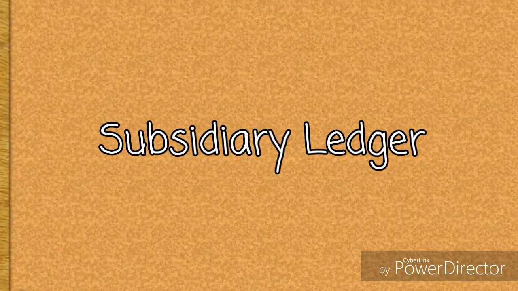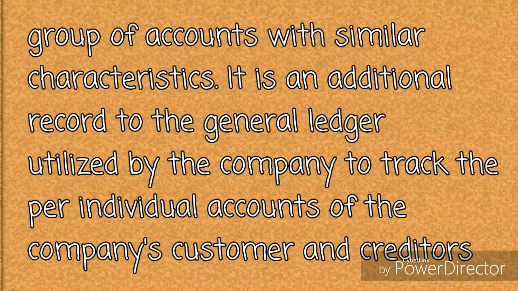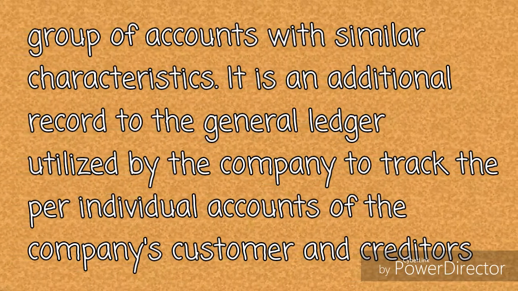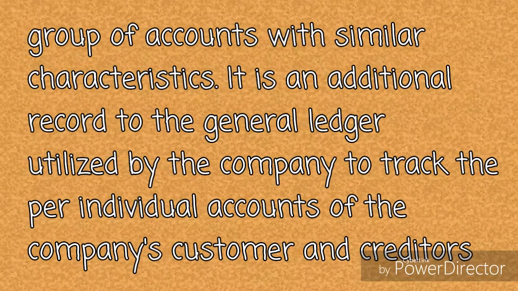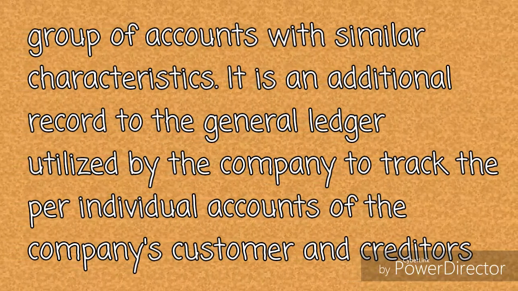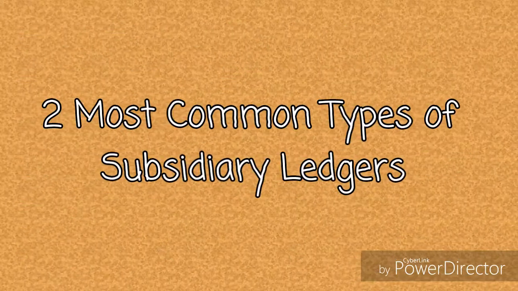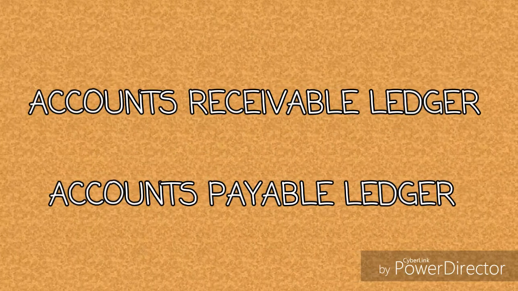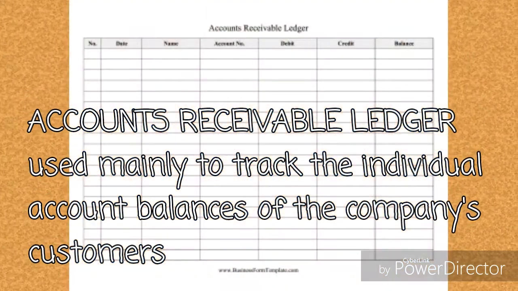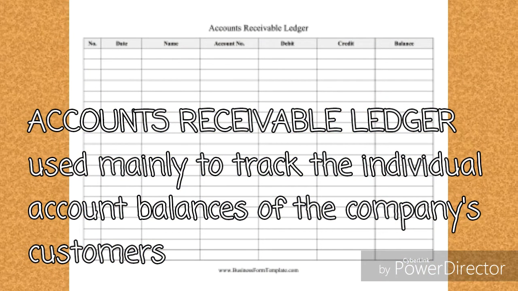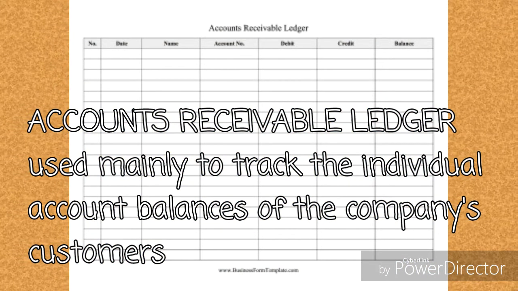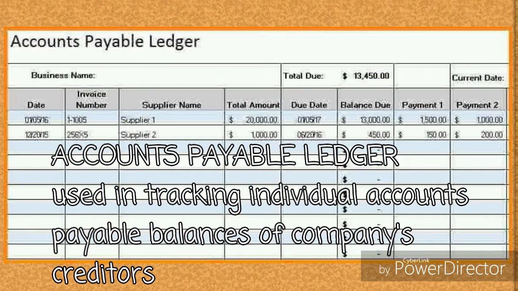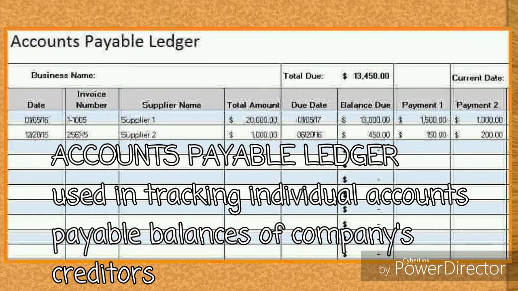Subsidiary ledger. It is a group of accounts with a similar characteristic. It is an additional record to the general ledger utilized by the company to track the individual accounts of the company's customers and creditors. The two most common types of subsidiary ledgers are the accounts receivable and accounts payable ledgers. Accounts receivable ledger is used mainly to track the individual account balances of the company's customers. Accounts payable ledger is used in tracking individual accounts payable balances of the company's creditors.